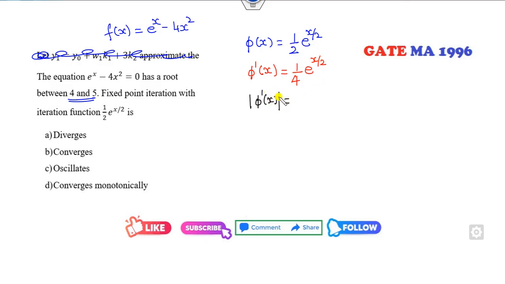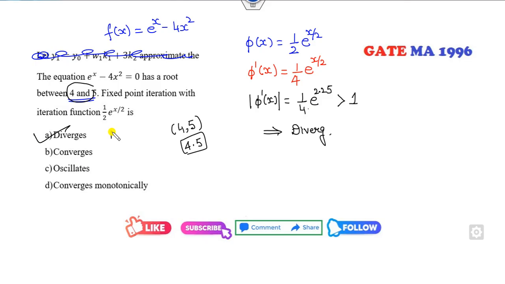Fine. So what is that? I can choose any number between 4 and 5. You can choose any number. Let's say I choose 4.5. So what is the value of this at 4.5? It is 2.25. So clearly e raised to power 2.25 divided by 4 is greater than 1. So what does it mean? It is divergent. So once it's divergent, A is the right answer of this problem.